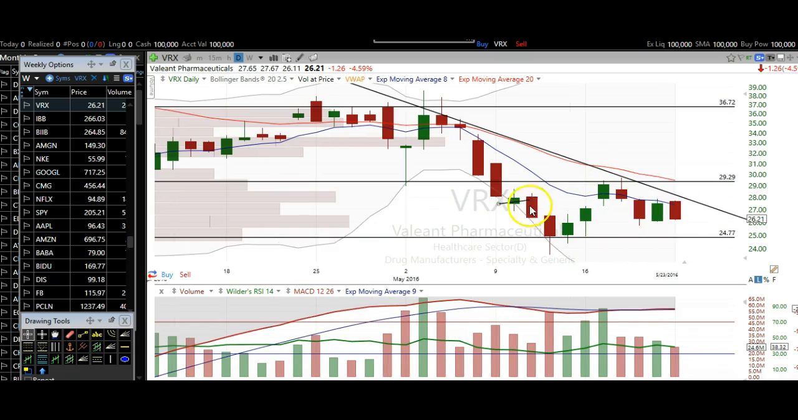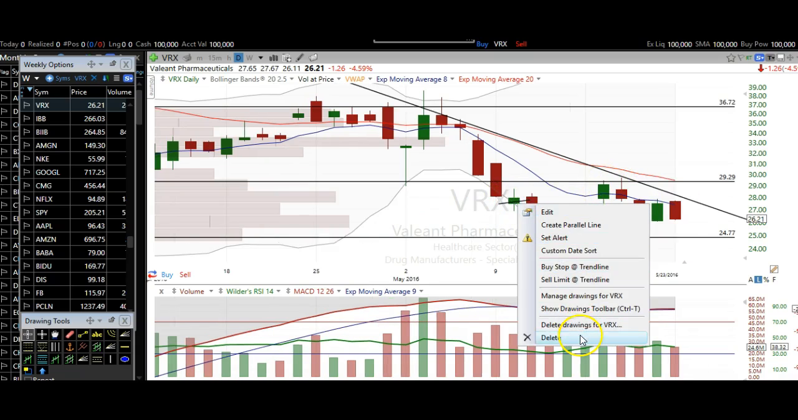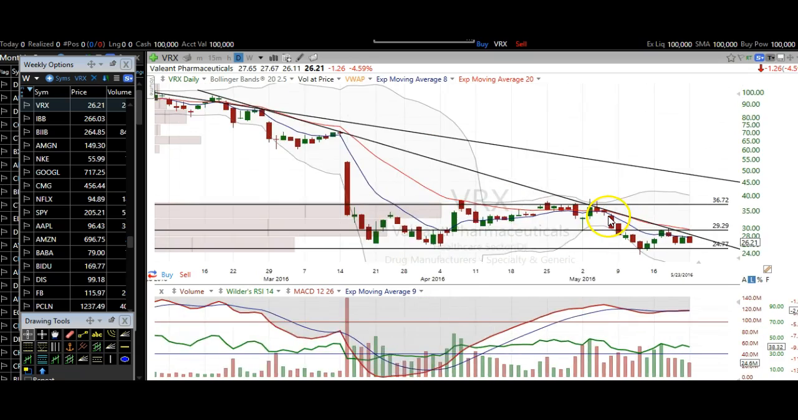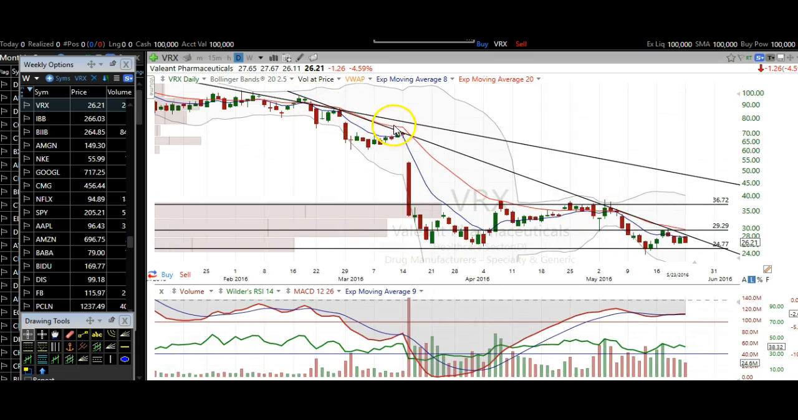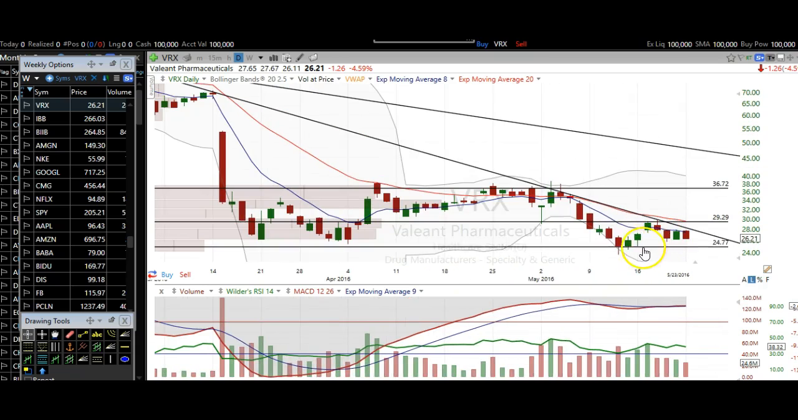Next, I want to cover VRX. And VRX, we are in a downtrend right here. We've got a touch here, here, here, a few touches here, and then as you can see, a few touches right here. Coming up to support about 24.75. A close below that will be the signal that sends VRX lower.